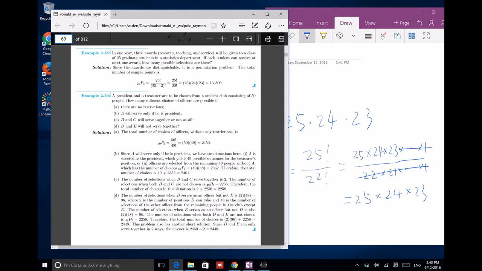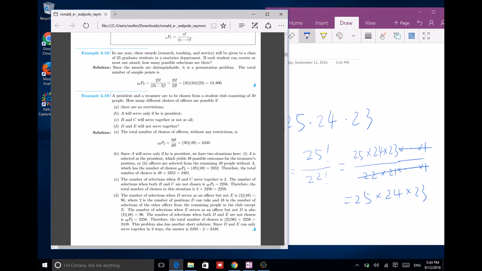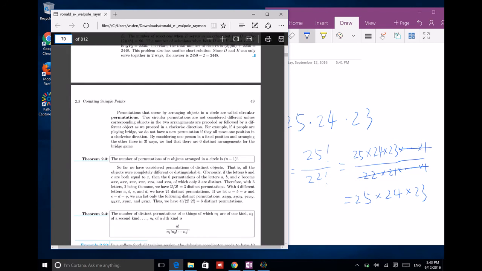I would like you to look at example 2.19 by yourself. If you have a question, you can ask me. I think it should be the same idea. Okay. We will look at the homework later.